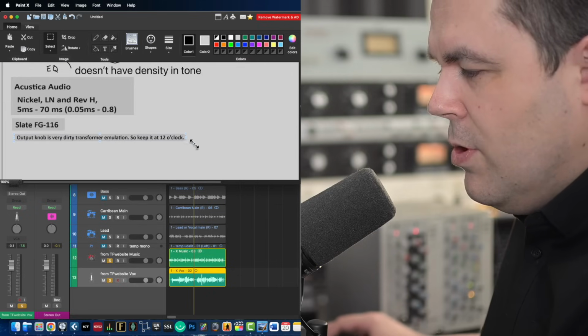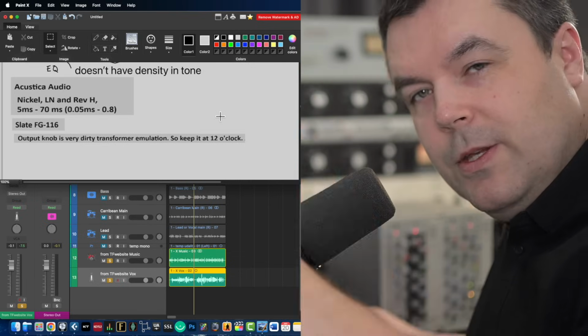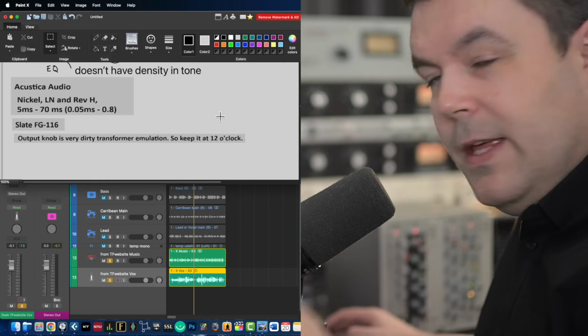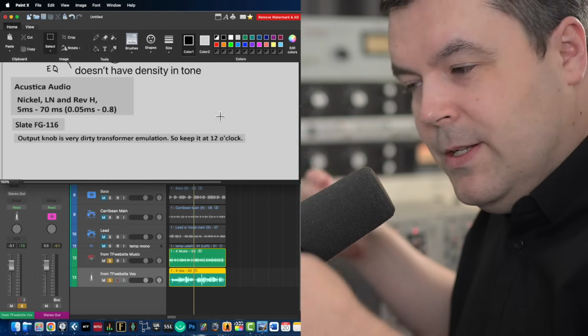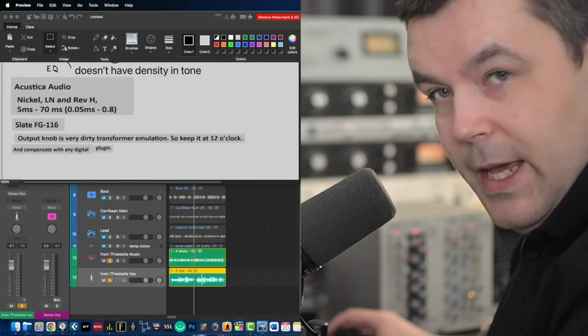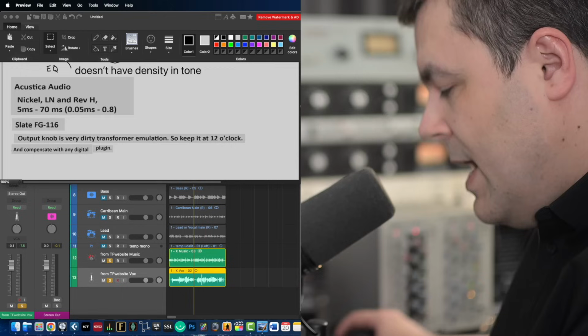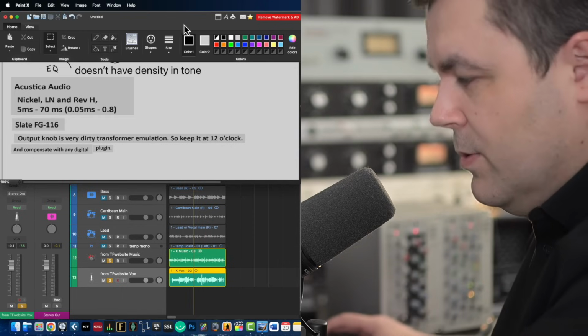So to make it more appropriate, you should put the output knob to 12 o'clock, you minimize all this coloration, and then use anything else on your computer, like a digital plugin, digital EQ, just to raise up the overall volume. They're quite good, but they have a bit fizzy highs. They're very detailed, which is a benefit.